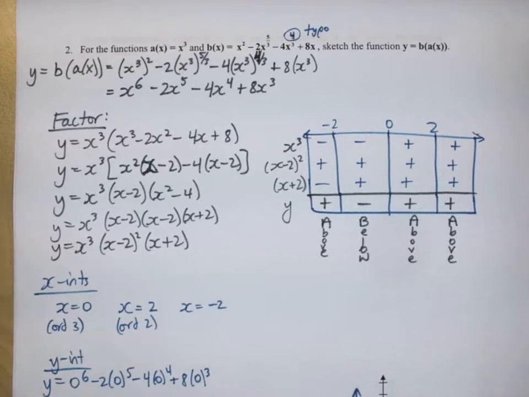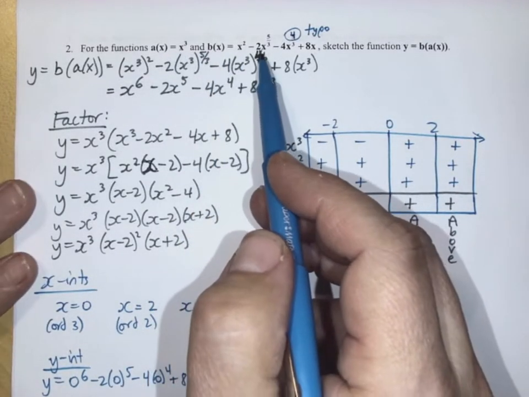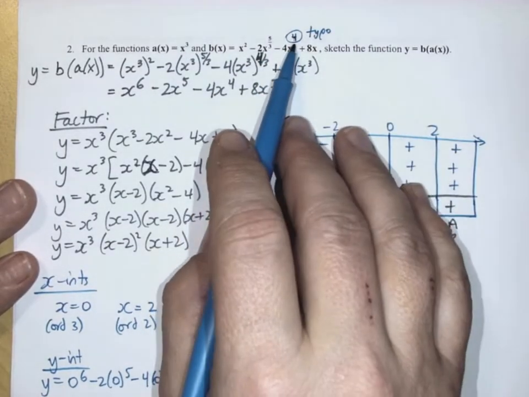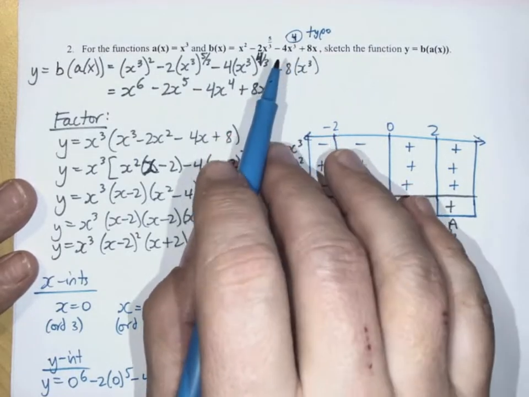Okay, here we go with example number 2 now. For these functions, a of x, b of x, we want, oh, and this is a typo. If everyone can change that right now, please. That should have been a 4/3 on the top.